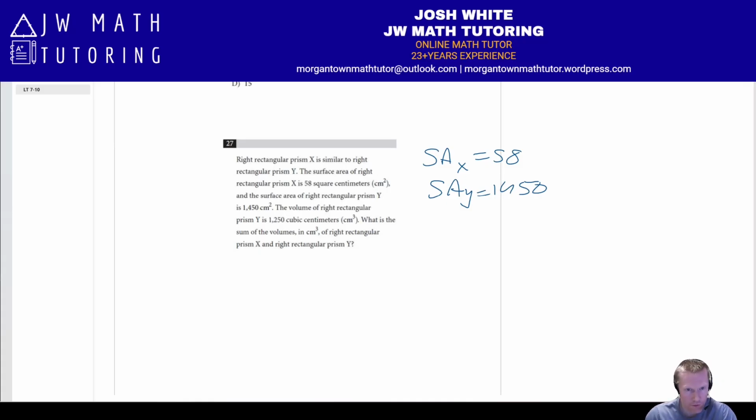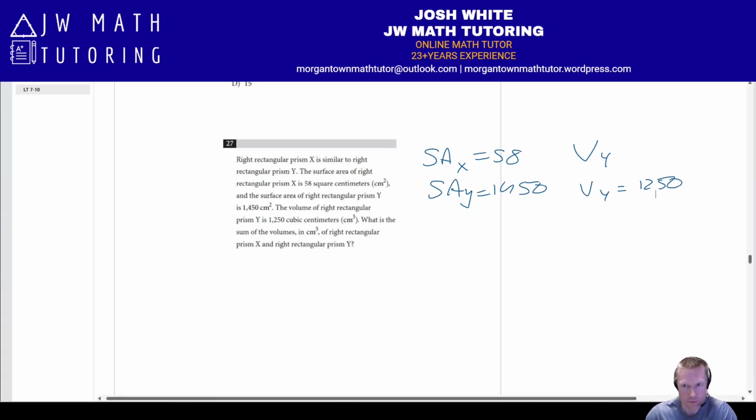And we know the volume of y. Okay, volume, actually I'll put it down here where the y is. We know the volume of y is 1250. We want to know what is the sum of the volumes for both prisms. So basically that means we need to find the volume of prism X and then just whatever that is, add that to 1250 to get our answer.